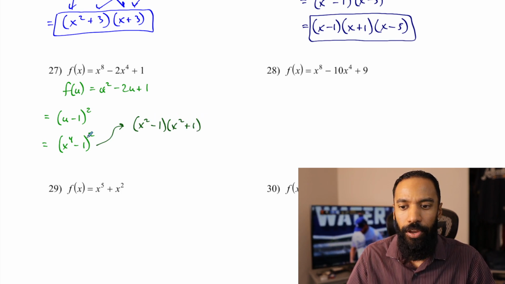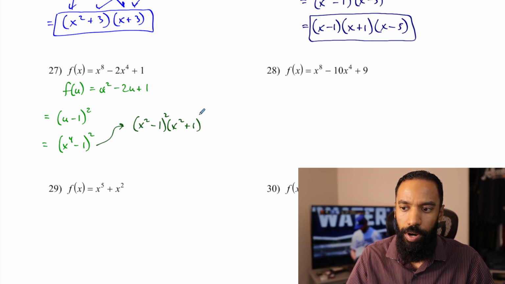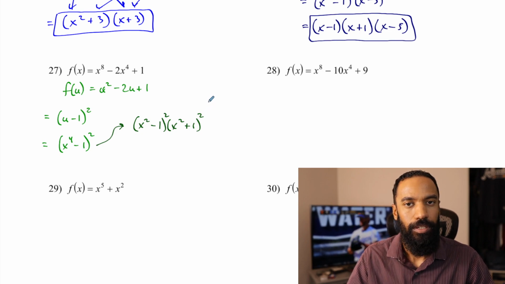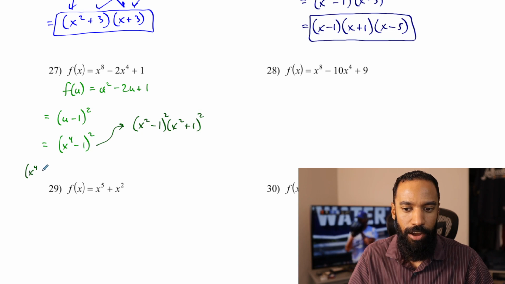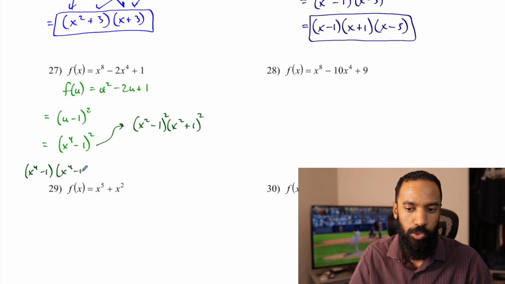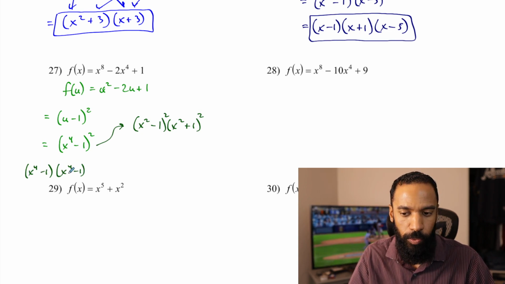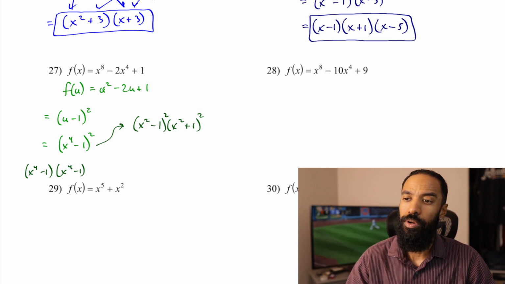And remember, there are two of these. So we have to square those and square those, right? There are two of each of those. That's why I said it might be important to expand it out. If I had x to the fourth minus 1 times x to the fourth minus 1, this is x squared minus 1, x squared plus 1, x squared minus 1, x squared plus 1. So there are two of them.